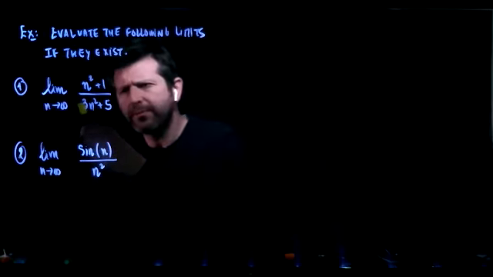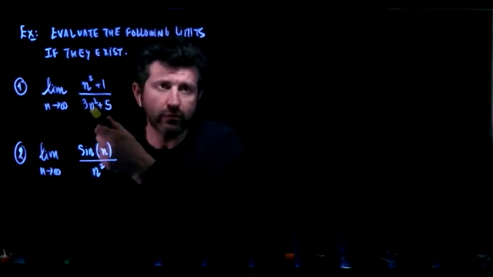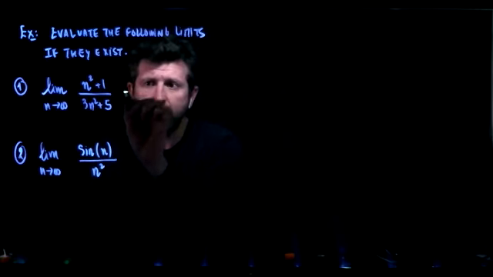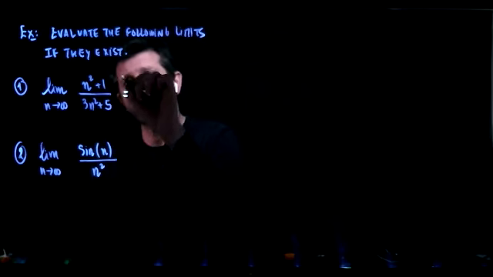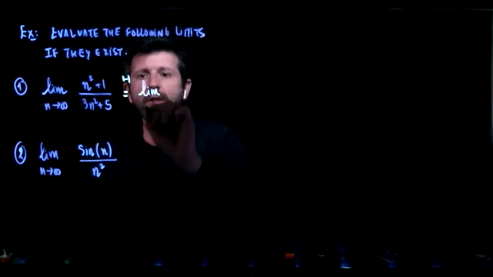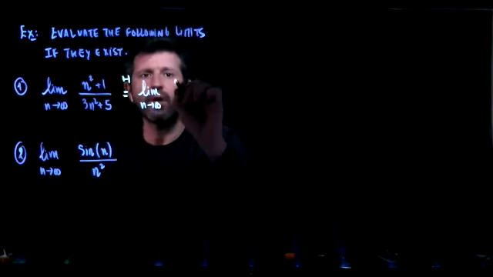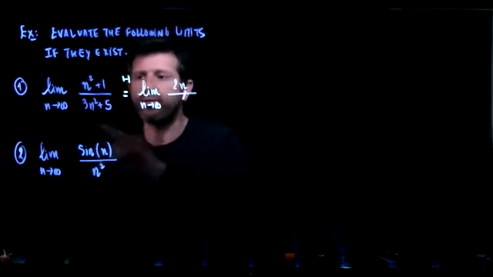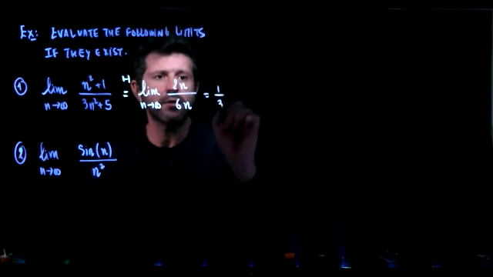So the first one, of course, it's infinity over infinity. So we could use, what can we use? L'Hopital. Very nice. So let's use L'Hopital's rule. Limit as n approaches infinity. The derivative of the top is 2n over the derivative of the bottom, which is 6n. If you simplify the n's, you get 1/3.